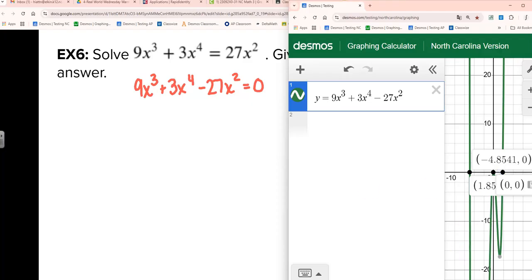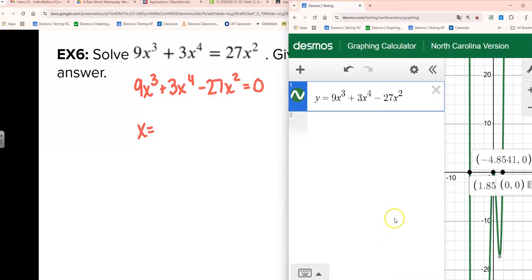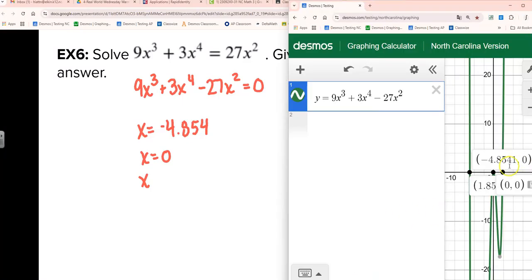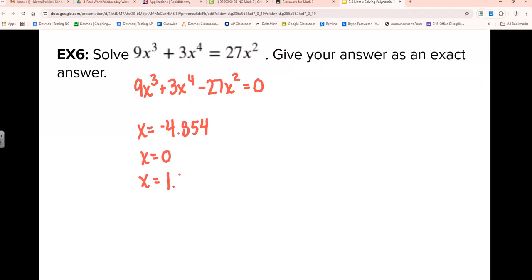I've got 3 different ones here. So I've got x equals negative 4.854. I'm getting x equals 0, and I'm getting x equals, what is this one? 1.854. Now that's only 3 solutions. How many am I supposed to have? I'm supposed to have 4.